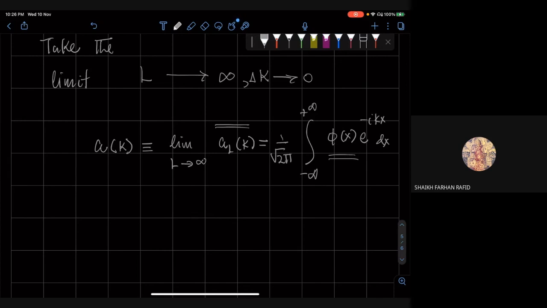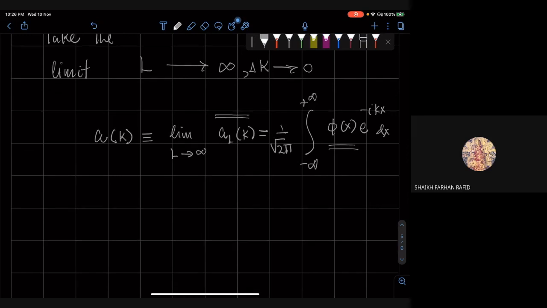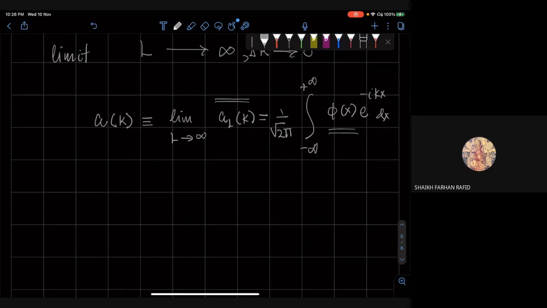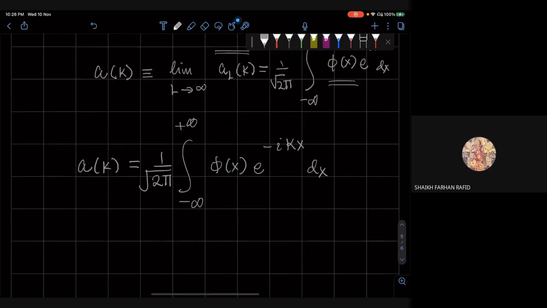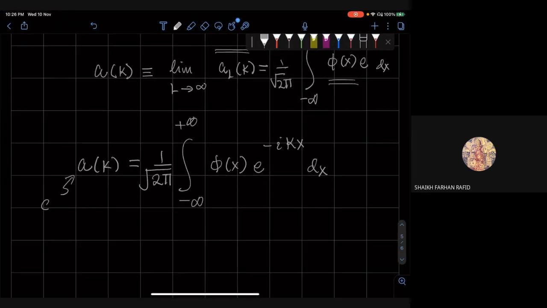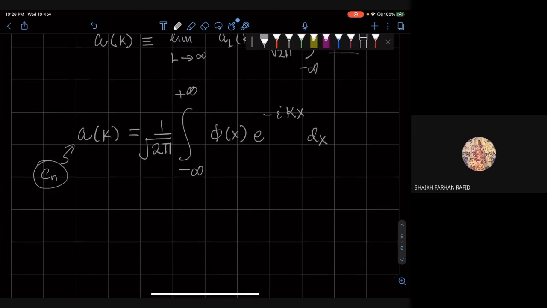Okay, so let me just write this over here. A of k is 1 over square root of 2 pi, this is conventional, integral from minus infinity to plus infinity of whatever the function becomes in that limit, e to the power minus i k x dx. So this is basically what was C_n, now becomes this nice thing.